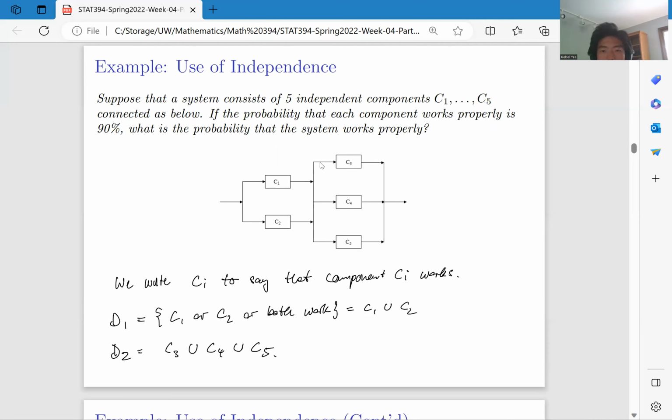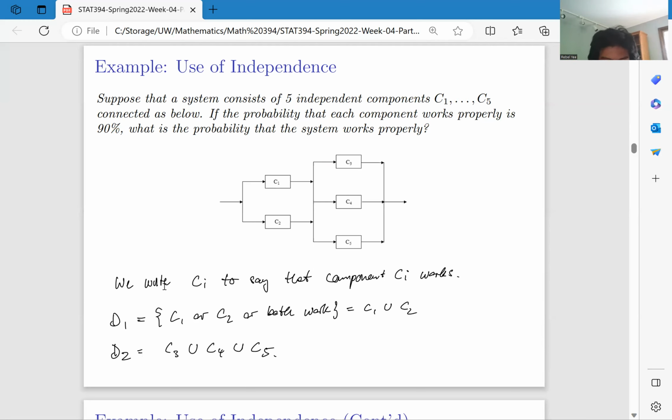If the probability that each component works properly is 90%, what is the probability that the system works properly? So how do you solve this one? First, we want to write C1 or C2 works, meaning C1 or C2 or both of C1 and C2 work. We denote it by C1 union with C2.